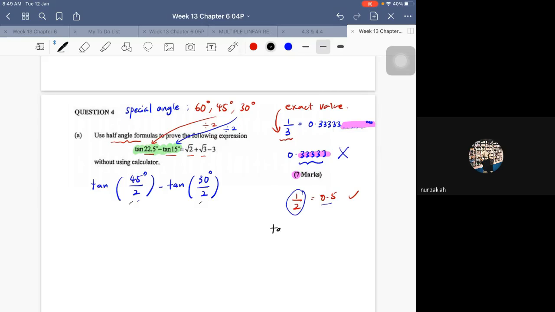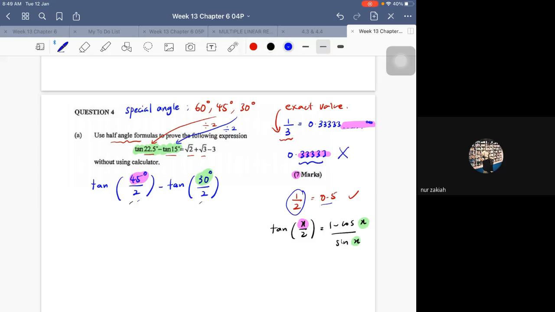So kalau ikut the rule that we have seen before, kalau kita ada tangent x per 2, apa dia punya formula? So tangent x per 2 adalah bersamaan dengan 1 tolak cos of x per sin of x. So x ni dia adalah nilai yang berada dekat atas x bahagi 2. So maknanya untuk kita punya term yang pertama, nilai x adalah 45 degree. Untuk yang kedua, nilai x adalah bersamaan dengan 30 degree. So dekat semua x ni kena gantilah.